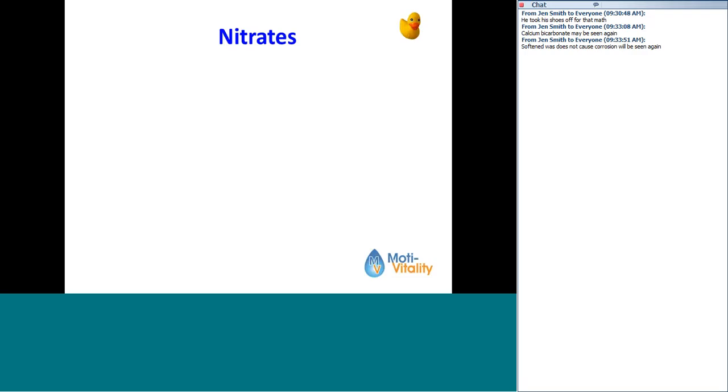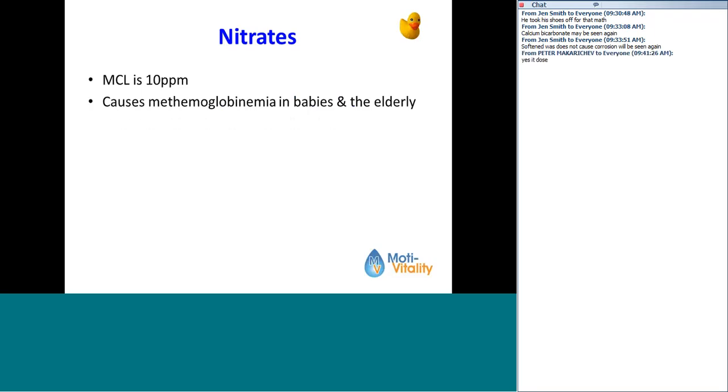Just so you know, anion resin can sometimes have a fishy smell too. You may see that again somewhere. If you see something like that, anion resin can have a fishy smell to it. Nitrates, maximum contaminant level is 10 parts per million. It causes hemoglobinemia in babies and the elderly. We talked about this earlier on. Hemoglobinemia is also known as blue baby syndrome.